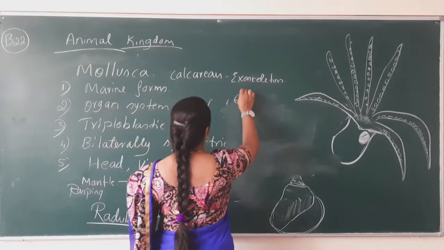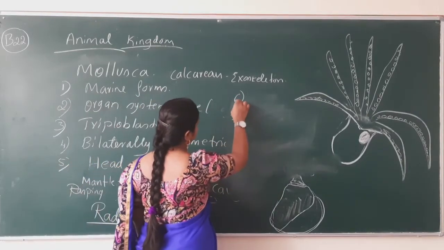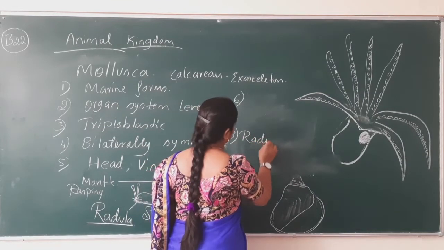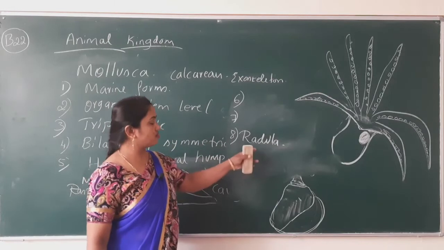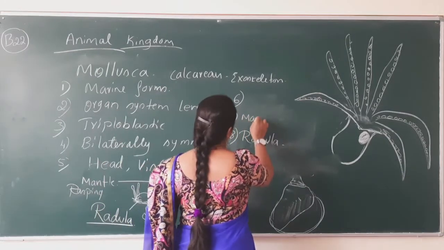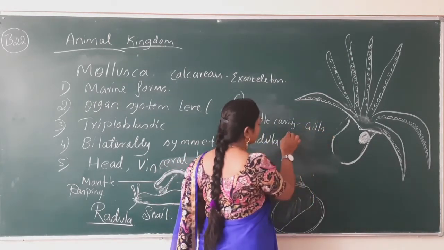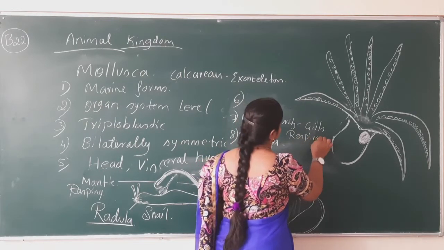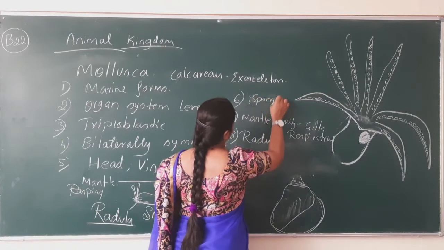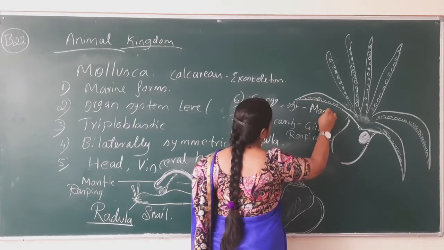The next is, you have to write all those, mantle cavity and gills, which come under characters number 6 and 7. And at the place of 8, I am going to write the radula. Radula is present in the mouth region, and it helps to rasp on the food. It has a mantle cavity. In the mantle cavity, it has the gills, which are for respiration. And next to the shell, a spongy and soft layer is present, and that layer is known as mantle.